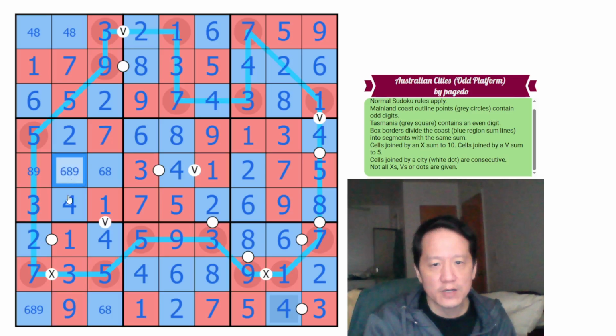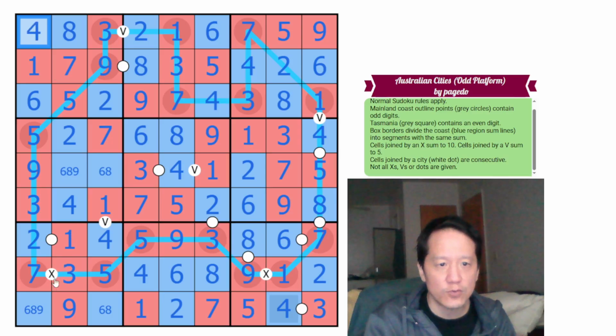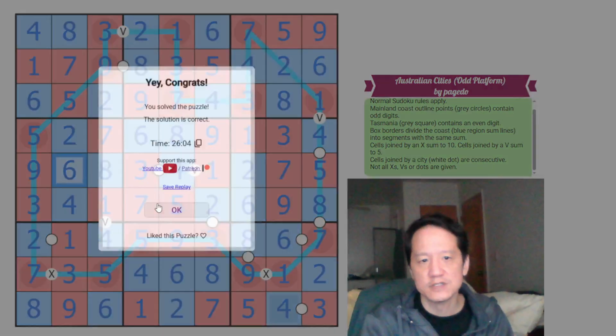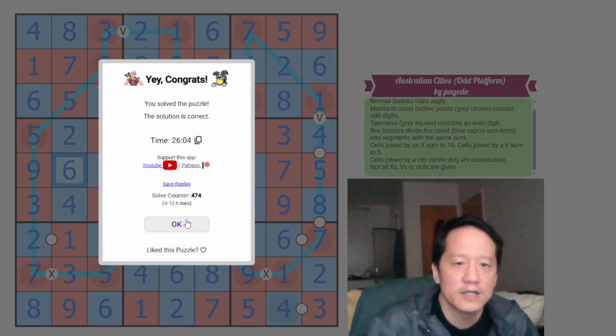This can't be 9. This is the 9. This can't be 4, so this is 8, which makes that 4. This can't be 6 or 9, so this is 8, which makes that 6, which makes that 8, and therefore this is 6. And that's how you solve it.